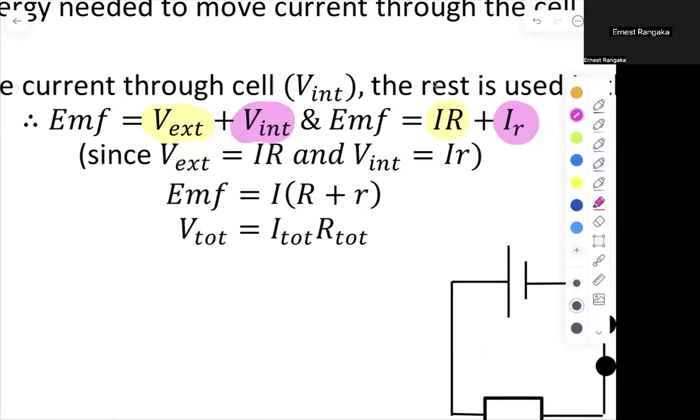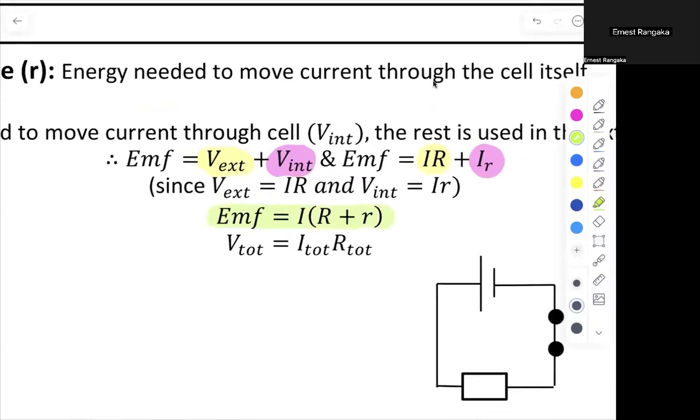Let me quickly highlight it for you guys. EMF is equal to I times (R plus r). That's usually a very useful equation, especially when they come to ask us about EMF and how EMF responds and reacts, right? So that's a great equation that we can use over there. So that's dealing with internal resistance.